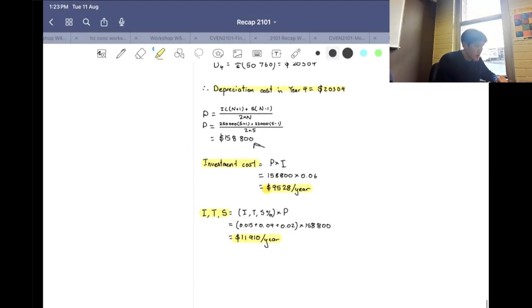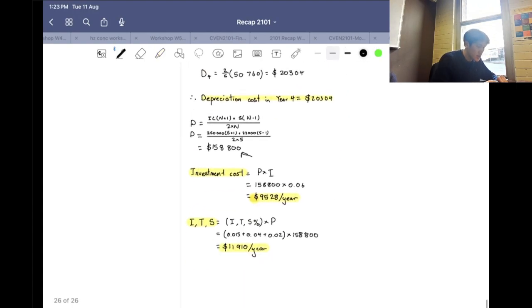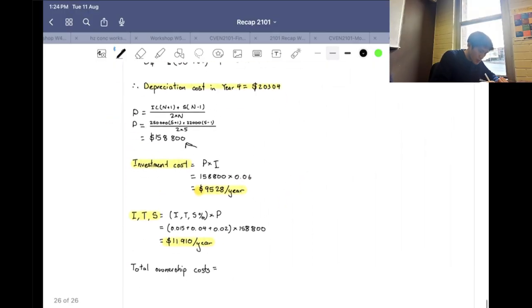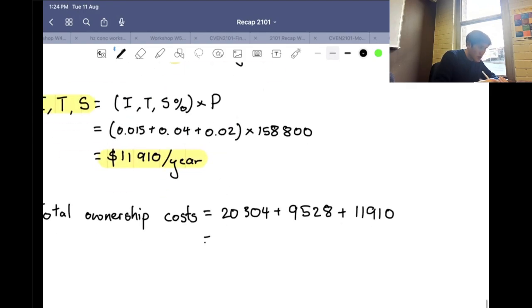Yeah. So after we find the ITS costs and the investment costs and your depreciation costs per year, your total ownership costs would be the sum of all of those. Total ownership costs equal to just adding them all up. So depreciation, 20,304 plus 9,528 for the investment costs plus $11,910 for the ITS costs, which should bring it to $41,742 per year.